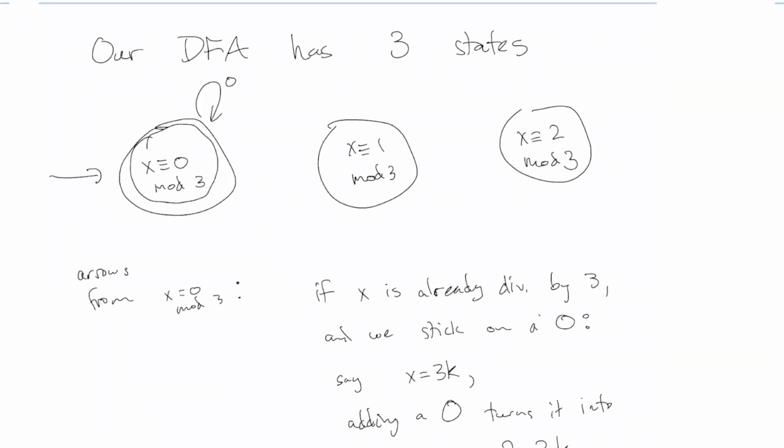This says if we begin with a number that's divisible by 3 and we stick a 0 on the end, that's what this transition with a 0 means. That number will still be divisible by 3. All right? And we'll go through the details next time. But you can fill in all the other arrows here and get a very simple to use DFA.